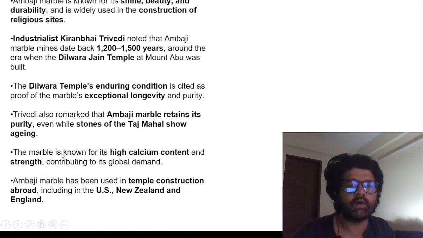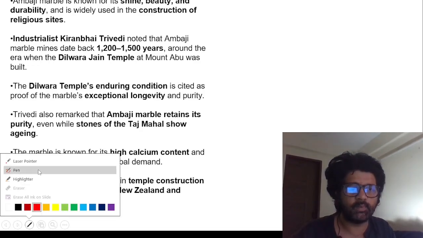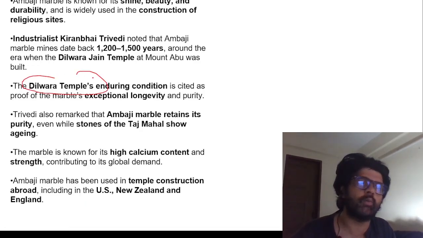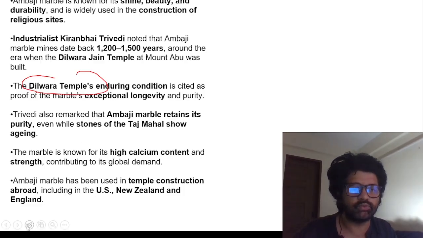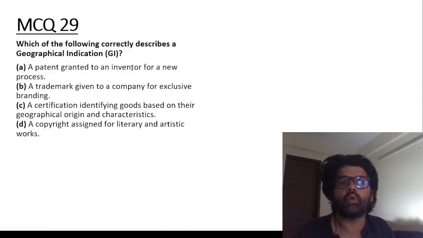This Dilwara temple has this Ambaji marble. Now do research on Dilwara temple, Mount Abu, who made it. It is also used in US, New Zealand and England. Wow, so proud. So what is GI tag?